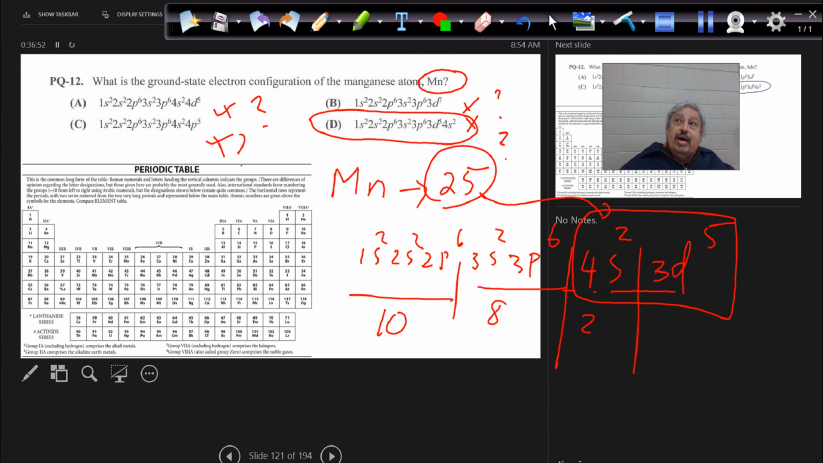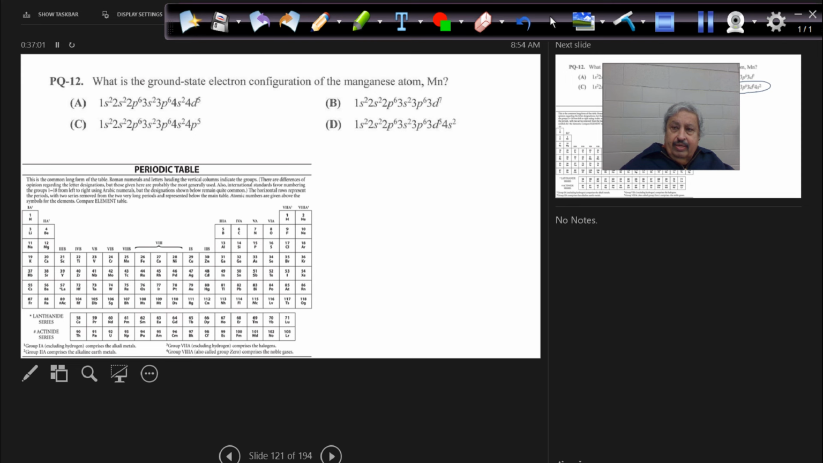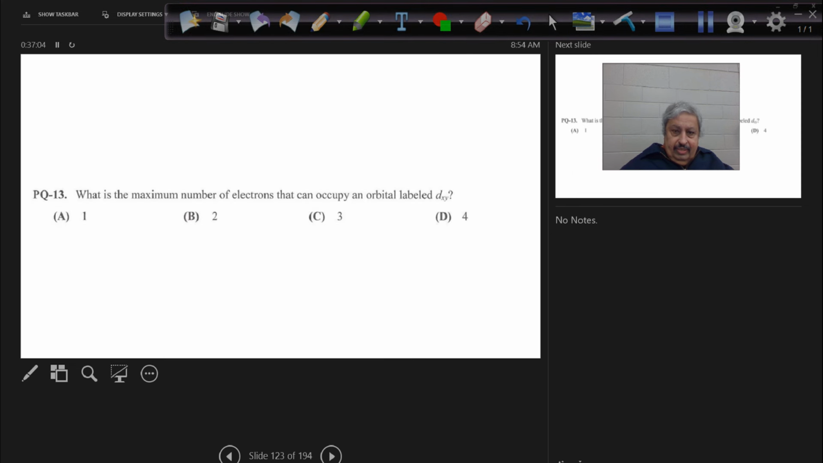At least up to the fourth period, you have to know the electron configuration. Maybe let's take another one. The answer is D. That will not come, but at least you know the maximum number of electrons that can occupy an orbital labeled dxy. If you look, how much will it be, you think? That will not come because the d orbital has 5.